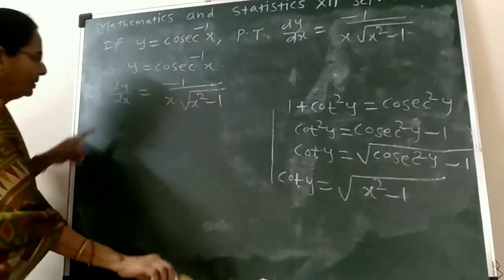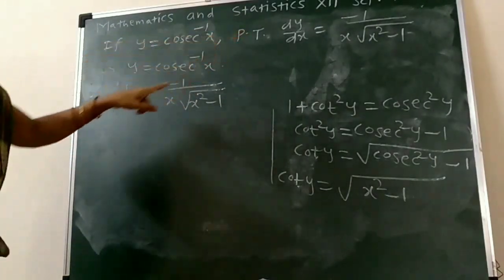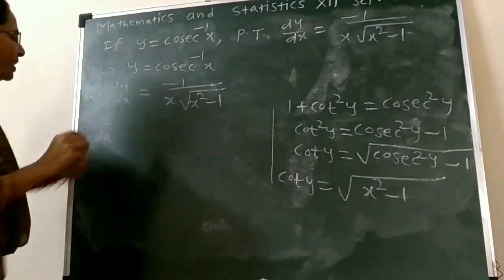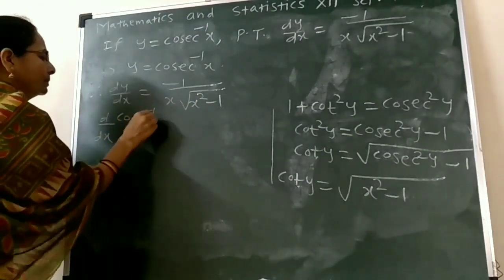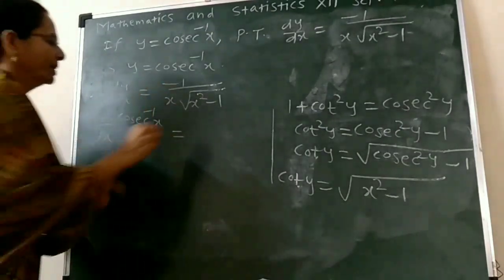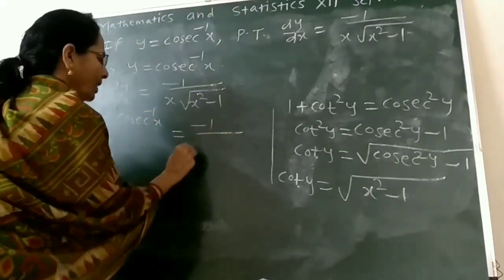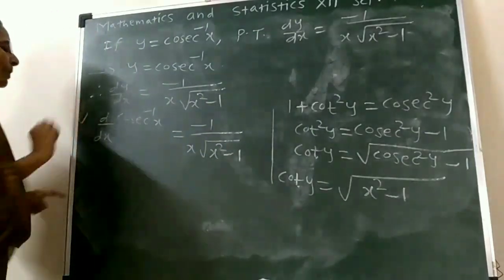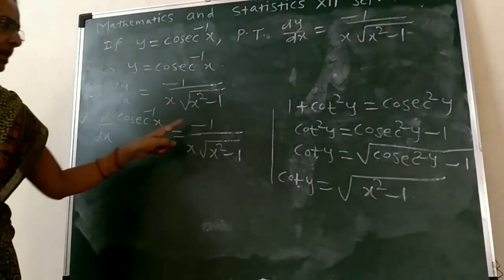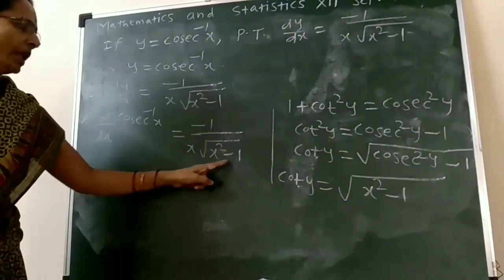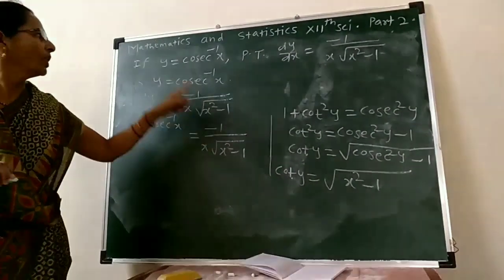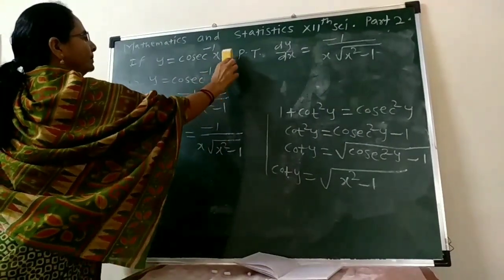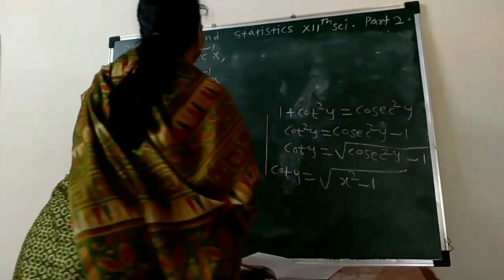This we proved here. The derivative of y equal to cosec inverse x is minus 1 upon x root x square minus 1. Remember this formula of the derivative of cosec inverse x, minus 1 upon x root x square minus 1. And you have to prove or solve the question for sec inverse x.